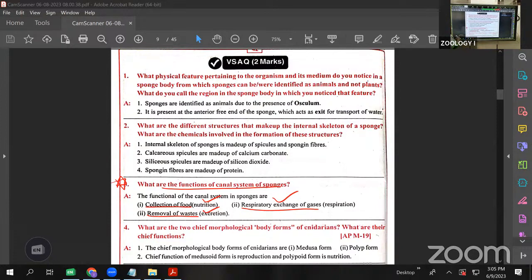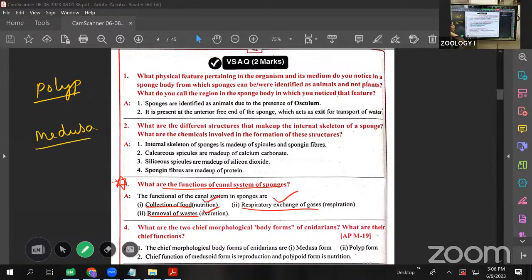Next question: what are the two morphological body forms in the cnidarians? What are their chief functions? The cnidarians have metagenesis actually. Two morphological forms are present. The first one is called the polyp, and the second one is called the medusa. One is called a polyp, the second one is called a medusa.